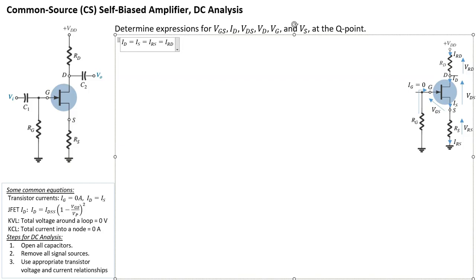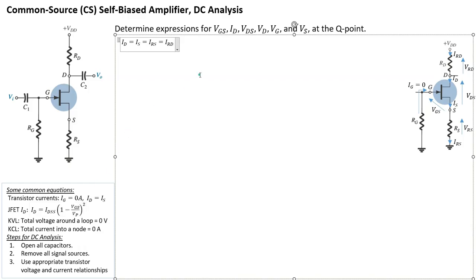And what is the expression for ID? For a JFET device, ID is equal to IDSS times (1 minus VGS over VP) all squared, where ID is the drain current, IDSS is the saturated drain source current, VP is the pinch-off voltage, and VGS is the gate source voltage. Typically, when we're dealing with the Q point, some people use IDQ is equal to IDSS times (1 minus VGSQ divided by VP) all squared, Q being the Q point.